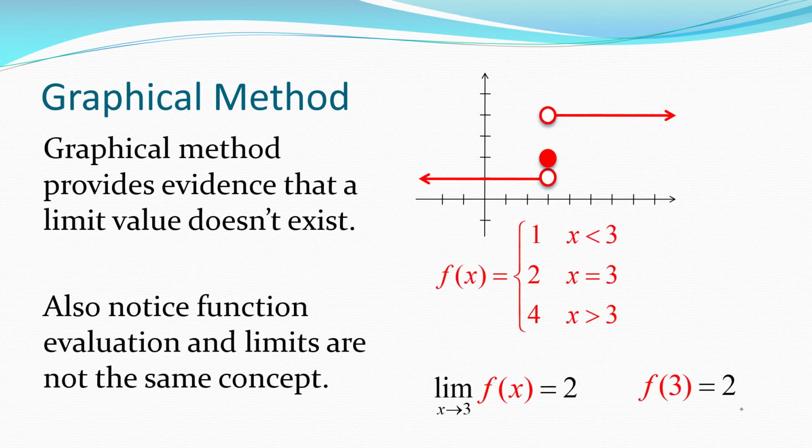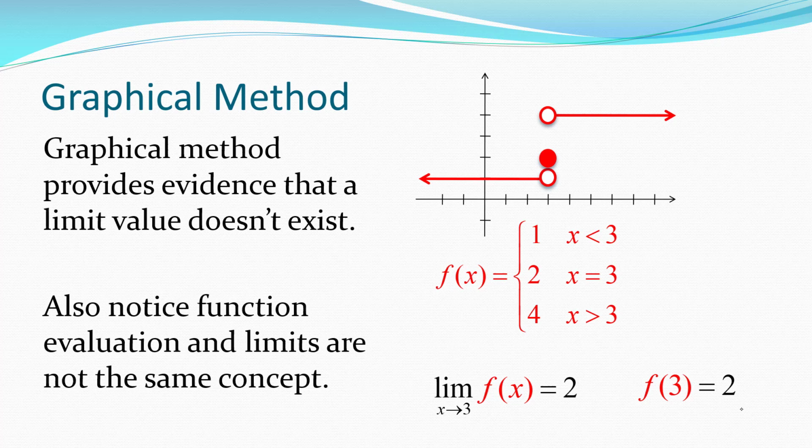One thing the graphical method does better than the numerical method is it gives you stronger evidence that the limit doesn't exist. That's just because the 2 points that we were discussing going towards the vertical line don't go to a single point. Also, this example is here to show you that function evaluation at a number and limit of a function as x approaches those numbers are not the same thing.